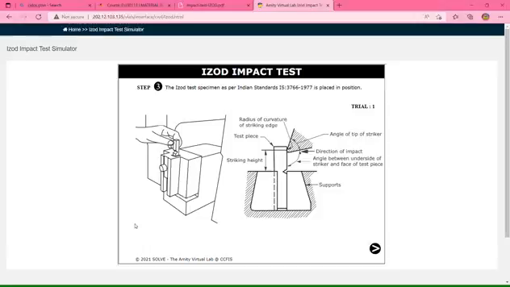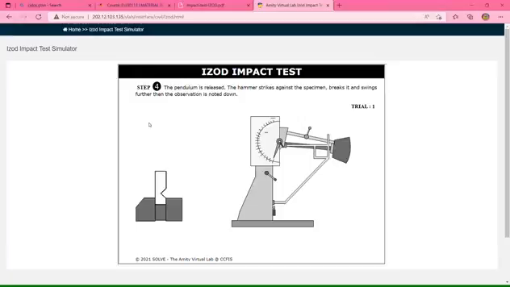Trial 1 for step 3. The Izod test specimen as per Indian standards IS 3766-1977 is placed in position. So this is the angle of tip of striker, this is the test piece, and this is the striking height, direction of impact, angle between underside of striker and face of test piece, and lastly this is the support.